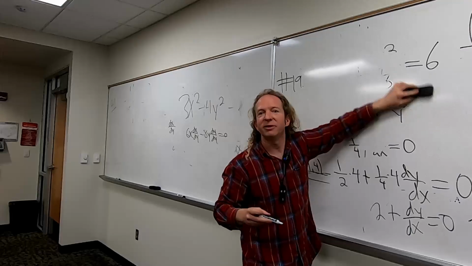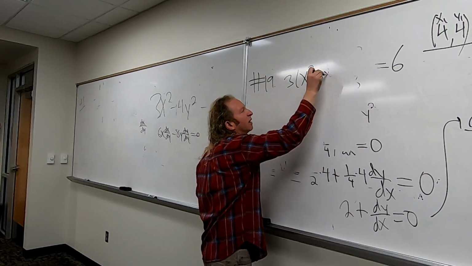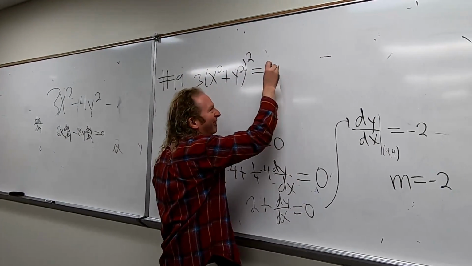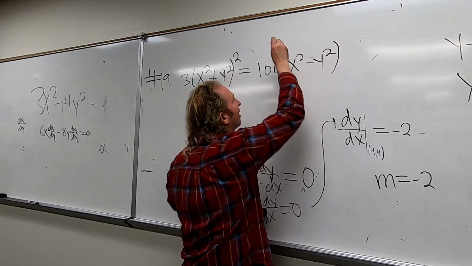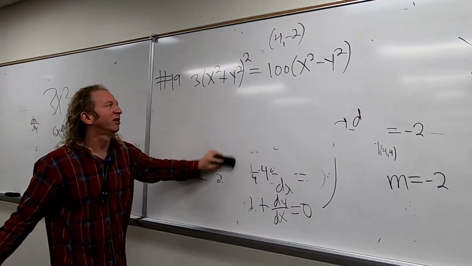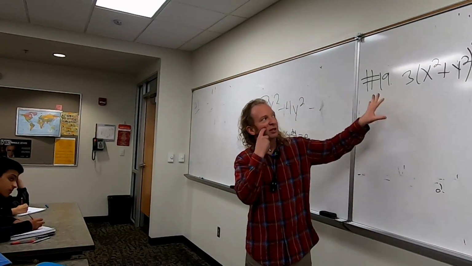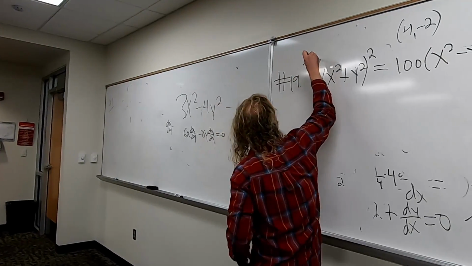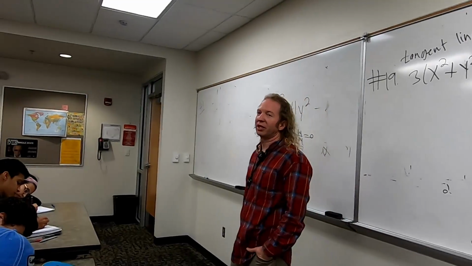Can you read it to me? Yeah. 3 parentheses x squared plus y squared, and that's all squared, equals 100 parentheses x squared minus y squared. And then the point is (4, -2). Beautiful. Thank you. What's your name? Sarah. Thank you, Sarah. The question is to find the tangent line. This is the one I usually do in class. In my opinion, this is the hardest one in the homework. The other one was different, so this one is different. Same question, tangent line. Find the equation of the tangent line.